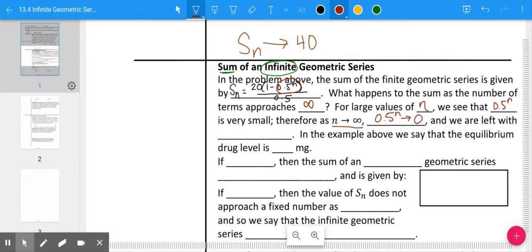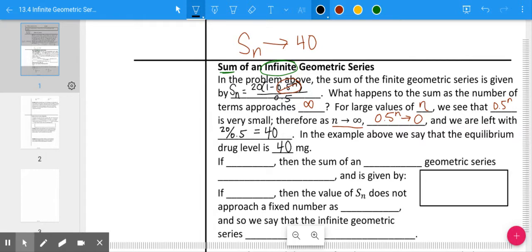So basically, if you let this be 0, then that's gone. And all you really have is 20 over 0.5. And that's where we get that value of 40. So sometimes that happens where that second part kind of goes away and gets ignored, and that's how we can find a finite sum for an infinite series. In this example, we call that the equilibrium drug level, and we say the equilibrium drug level is 40 milligrams.